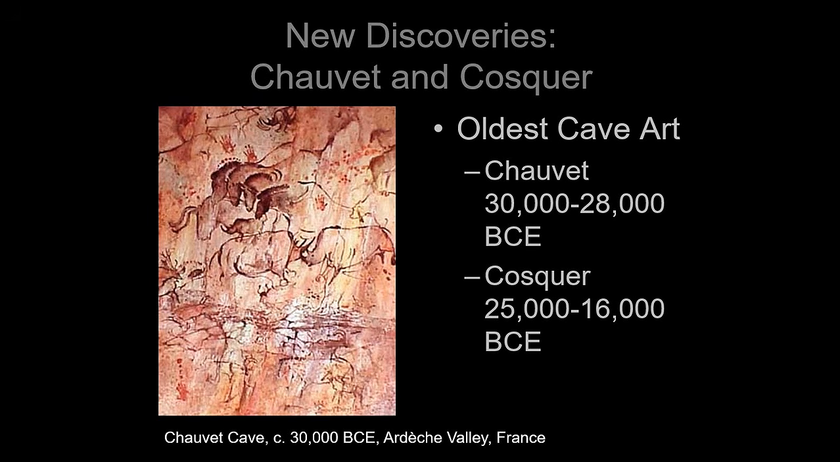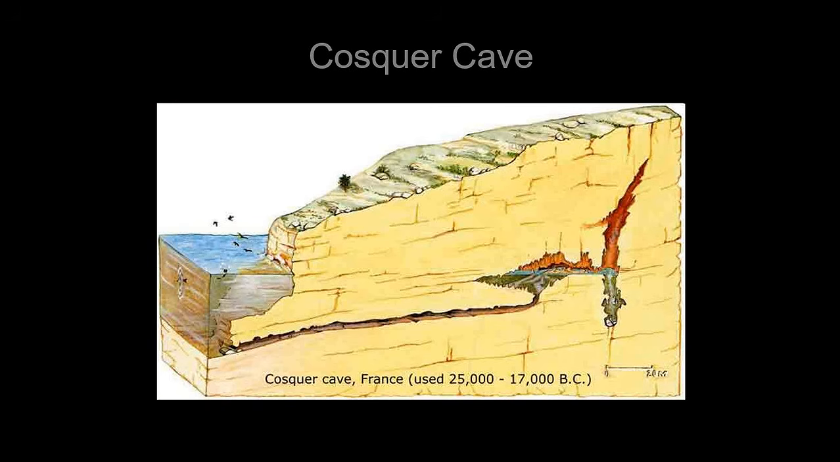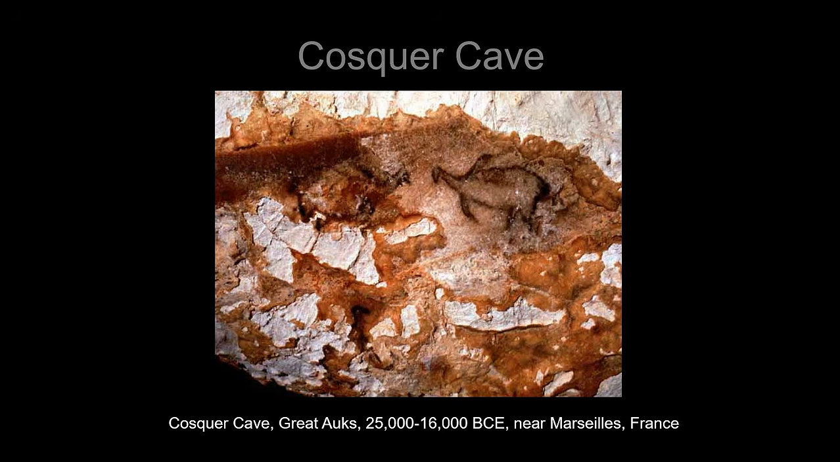Chauvet is really interesting because it's some of the first to actually show predator animals, like lions and hyenas. And Kosker is interesting because it's actually on the coast. This one was discovered by scuba divers. Scuba divers dove down and went through this underwater cave and popped up into a dry section of the cave and were astonished to find cave paintings. And those cave paintings are appropriately of sea animals. These are great auks. They're these great flightless birds that lived on the coast.